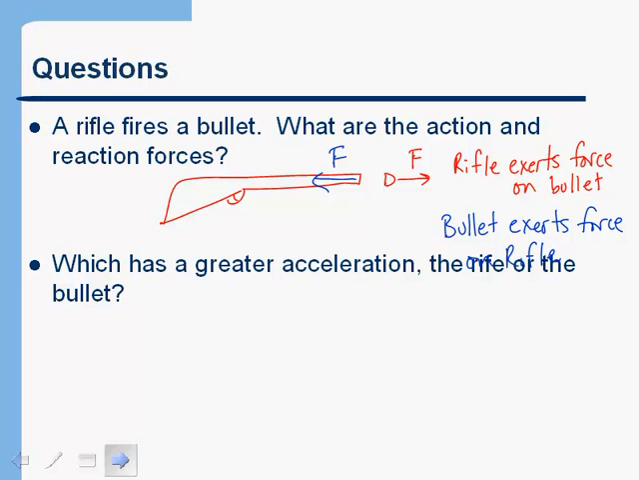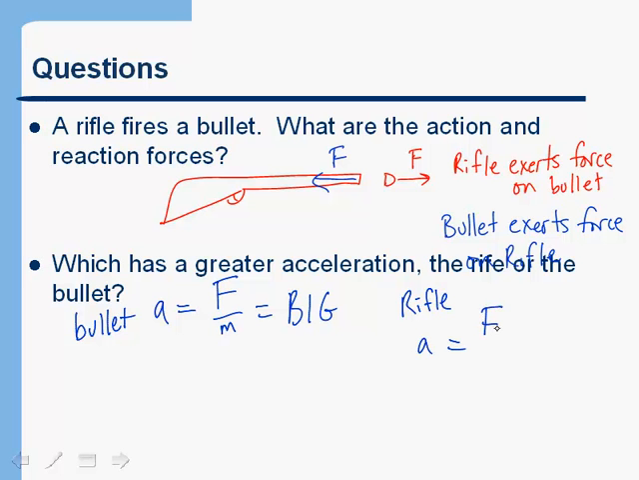Now, again, which has a greater acceleration, the rifle or the bullet? Well, the bullet has a much greater acceleration because, for the bullet, there's a pretty big force on the bullet, but the mass is small. And when you take a big number and divide by a small number, you get something that's big. On the other hand, for the rifle, although you still have that fairly big force, the mass of the rifle is much bigger, and so the acceleration is small.